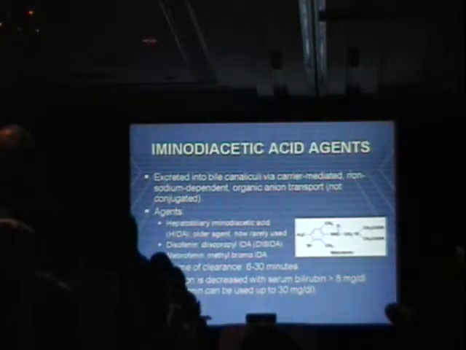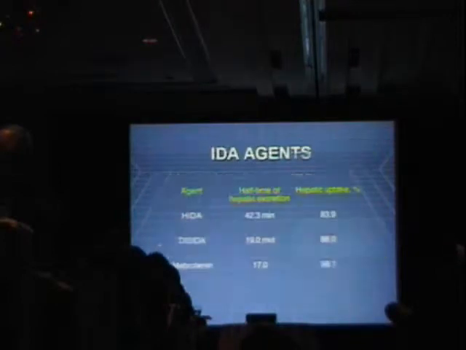The agents that we use for imaging are all one class of agents called iminodiacetic acid agents. And they're all derived from something called HIDA. That's the classical term. Nobody uses HIDA anymore. We've improved on it in a number of ways, but they're still called HIDA scans, for the sake of inertia, I guess. Mebrofenin is what we use at the Brigham because it has the best extraction ratio and competes very well against the patient's own bilirubin, which is often very high in patients that are being sent to us.